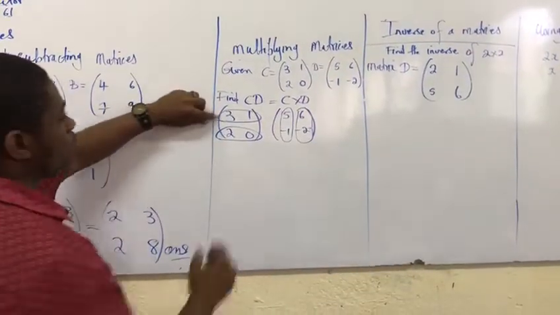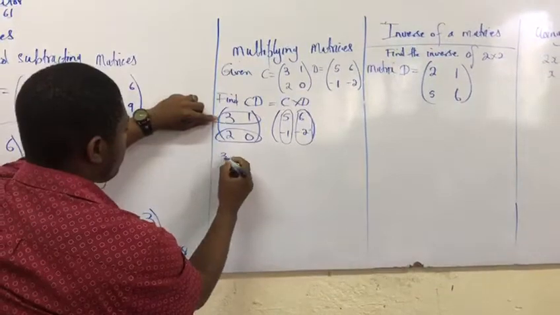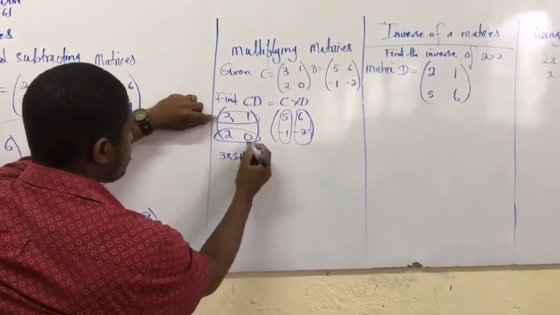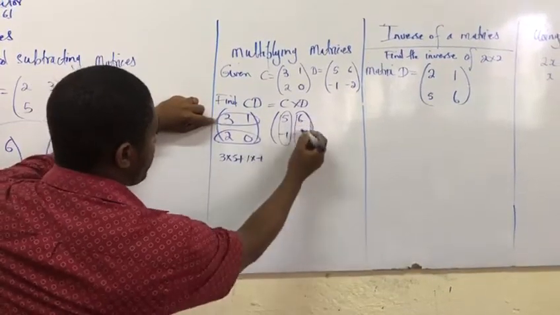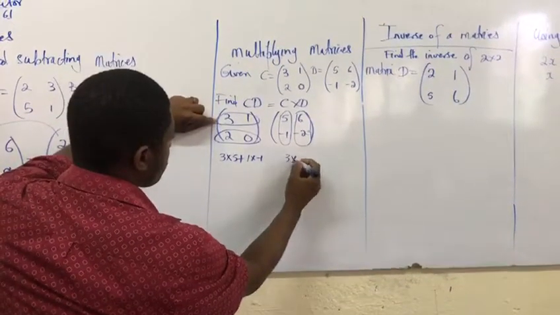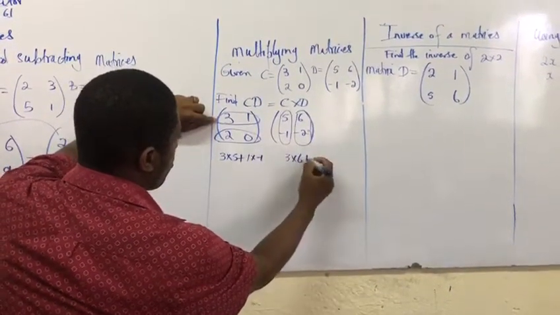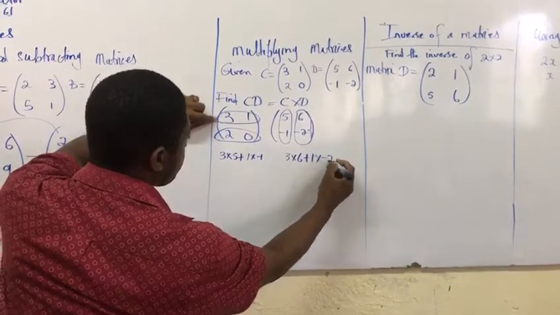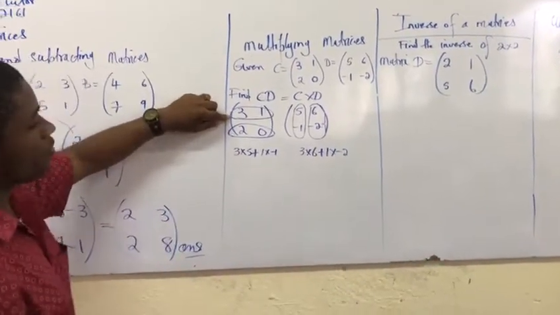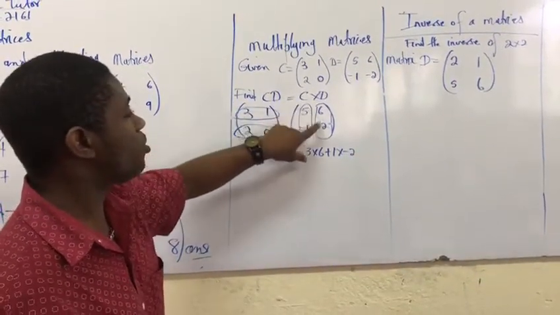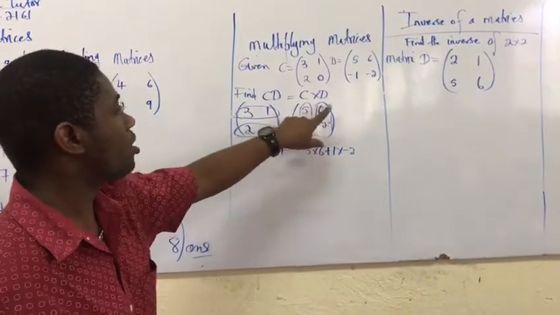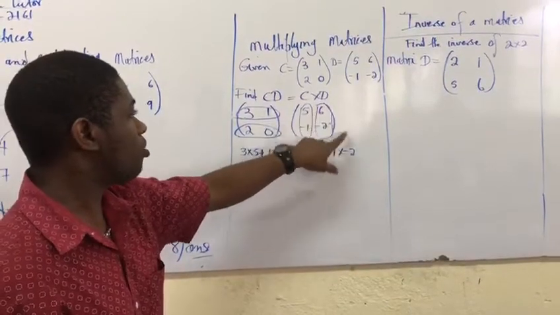So for the first one it will be 3 times 5 plus 1 times negative 1, and 3 times 6 plus 1 times negative 2. So the first row controls the first row, definitely. So 3, 1, we use that 2 times and multiply it by column 1 and column 2.